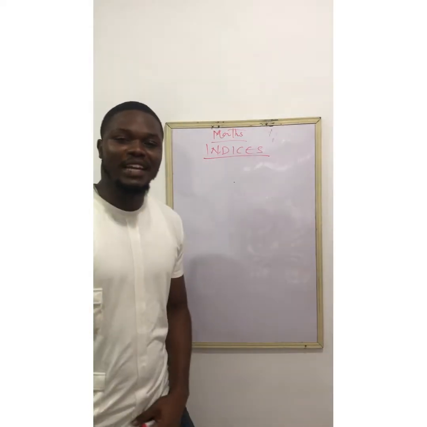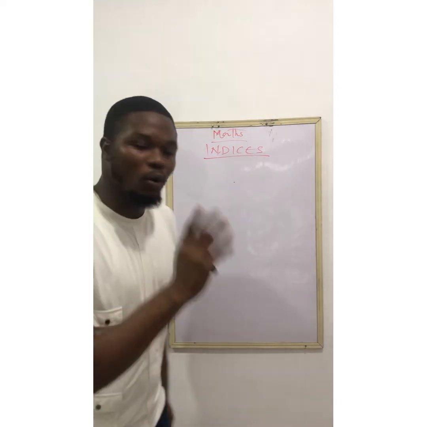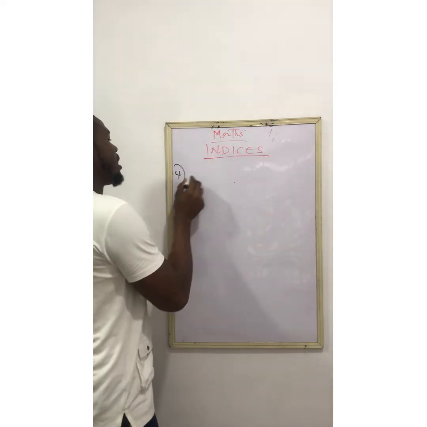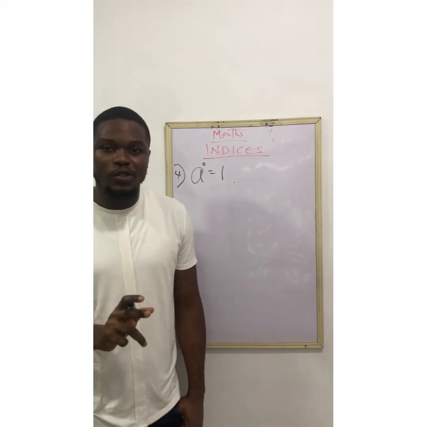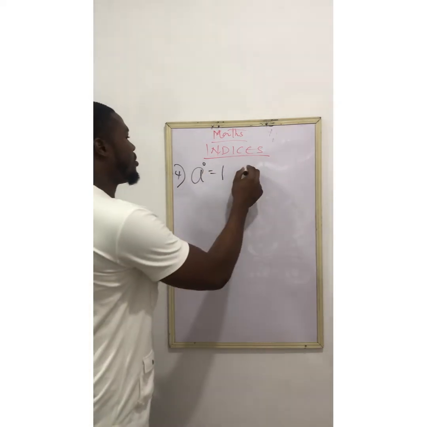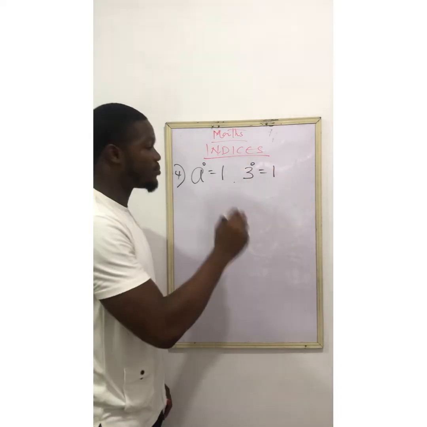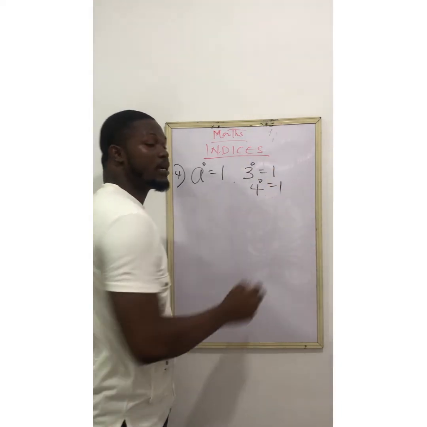Okay, so the next law we shall be looking at, number 4, is a raised to the power of 0 is 1. Anything to the power of 0 is 1. 3 to the power of 0 is 1. 4 to the power of 0 is 1.